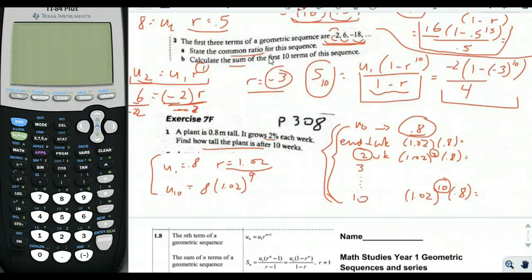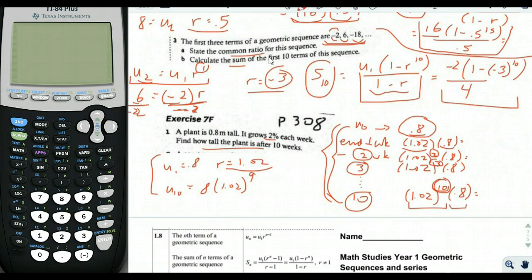So the next week we would multiply the multiplier 1.02 times 0.8, and that would give you the end of the first week, right? Because at the beginning of the time it was 0.8. Now at the end of the second week we'll have 1.02 squared times 0.8. At the end of the third week we'll have 1.02 cubed times 0.8. Do you see the pattern here? At the end of the third week, the exponent is 3. So at the end of 10 weeks, we'll have the exponent 10. So to find out how tall the plant is after 10 weeks, we would do 1.02 to the 10th times 0.8.